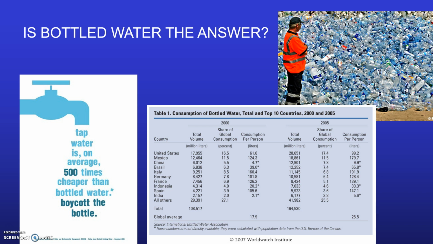So, tap water is on average 500 times cheaper than bottled water. So bottled water can be quite expensive. It's almost like pouring money down the drain. Bottled water costs between 89 cents per gallon to about $8.26 per gallon. And compare that to a fraction of a penny for water that comes from your tap. So bottled water can cost more than 1,000 times greater than that of tap water.